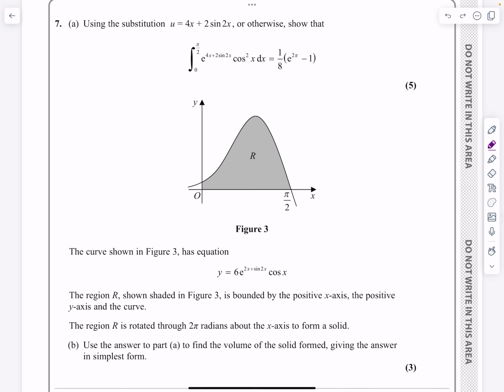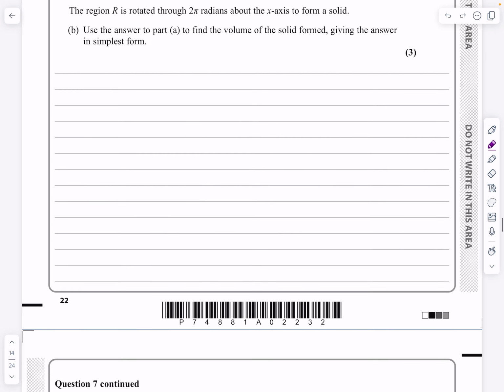It says, using the substitution u equals 4x plus 2 sine 2x, show that that integral is equal to that answer. Right, okay, if we're going to do this, let's write out the question first of all. So we've got the integral between pi over 2 and 0 of e to the 4x plus 2 sine 2x multiplied by cos squared x dx. And what we're trying to do is to show that it's equal to an 8th e to the 2 pi minus 1, but we'll worry about all that later.